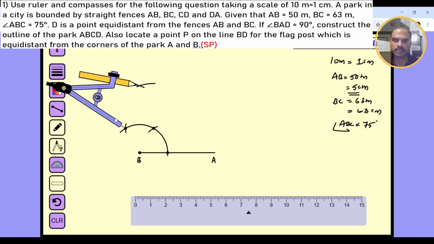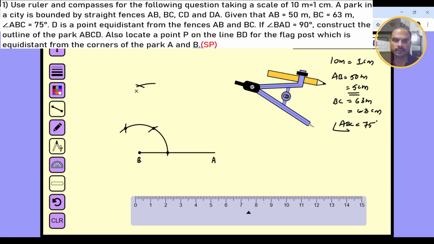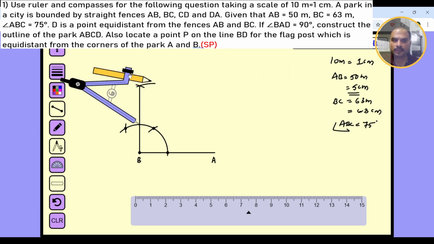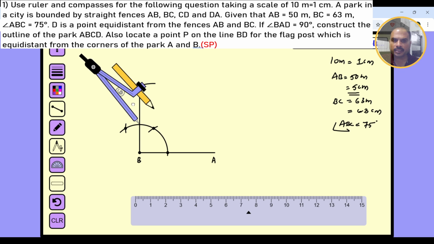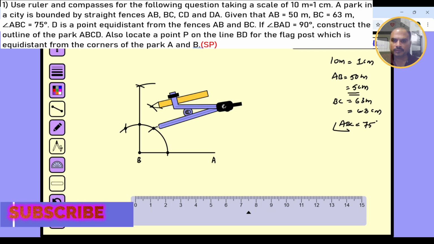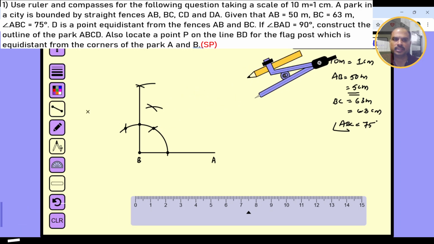Now this is the 90 degree line. Now I need to bisect the angle between 90 degree and 60 degree to get 75 degree. This is 90 degree and this is our 60 degree. So this will give me 75 degree. Okay, so angle B is 75 degree.